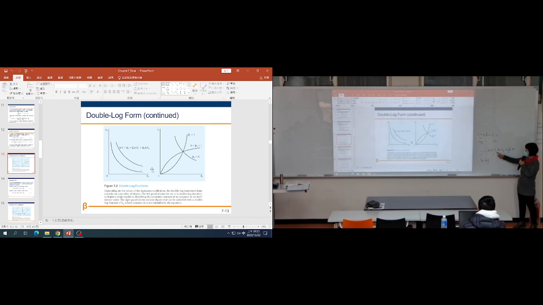The explanation of beta 1 will be: a 1% change in x, holding other variables constant, then y will increase by 100 times beta 1 measurement units. But if you explain beta 2 in the regular linear form, it means that holding other variables constant, an increase in x by 1 measurement unit will cause beta 2 measurement units of increase or decrease.